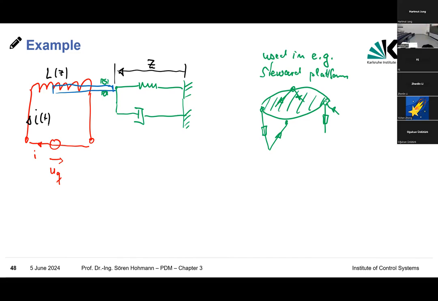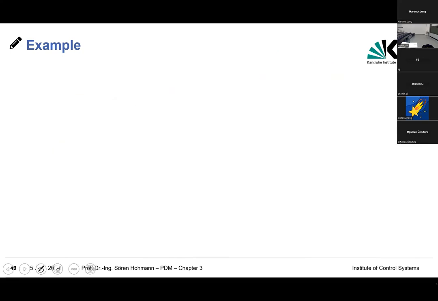So it makes sense to first define that. I go on the next page. That's always the first step. Please do this in the exams also. Try to find out what kind of coordinates you have and which are independent.